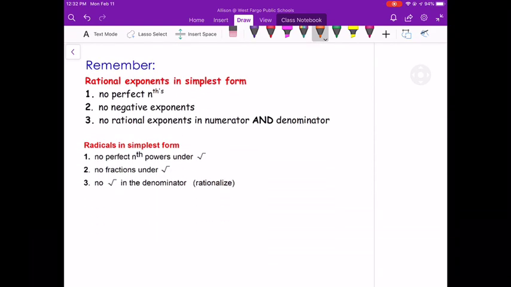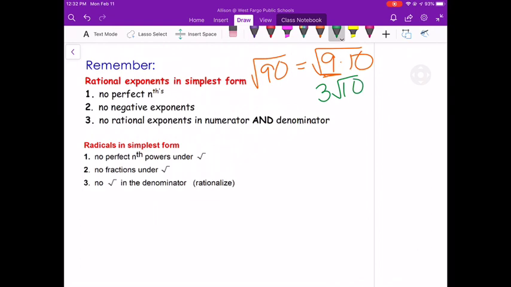Couple things to remember. If you have rational exponents in simplest form, you can't have any perfect squares or cubes or anything under a radical. For example, remember the square root of 90. That's the same thing as the square root of 9 times 10. Well, 9's a perfect square, so you can't leave it under there. You have to say that's 3 square roots of 10. You have to simplify it.